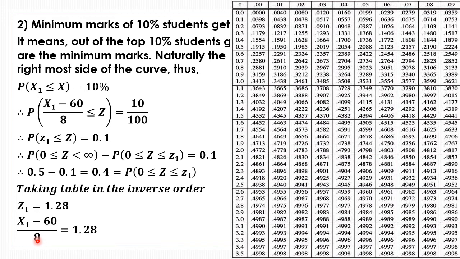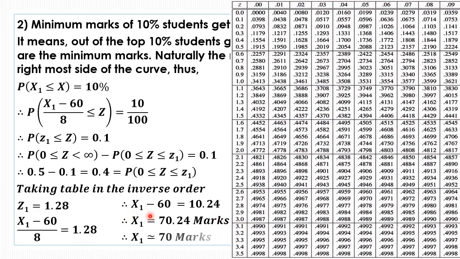Now I will change the side of 8 in the division to 8 in the multiplication, so it will be x1 minus 60 is equal to 10.24. Next I will change this negative 60 to positive 60 on the opposite side, so x1 is equal to 70.24 marks, and to round it off, x1 will be approximately 70 marks. That means the minimum marks scored by the top 10% students with maximum marks will be 70 marks.